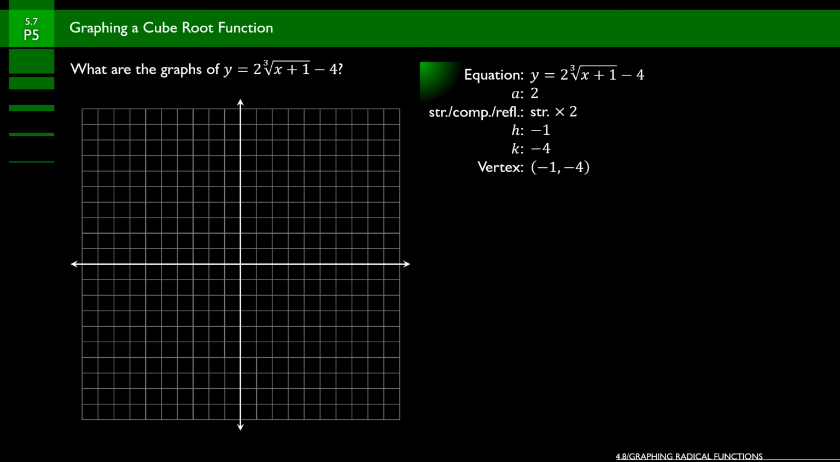The domain for a cube root function is going to be negative infinity to infinity, and the range is also going to be negative infinity to infinity. Basically, all we're doing is taking a cubic function and turning it on its side.